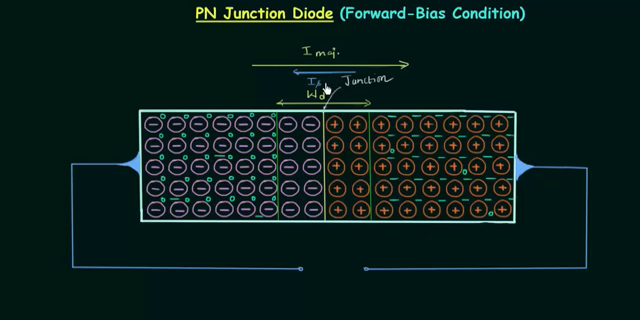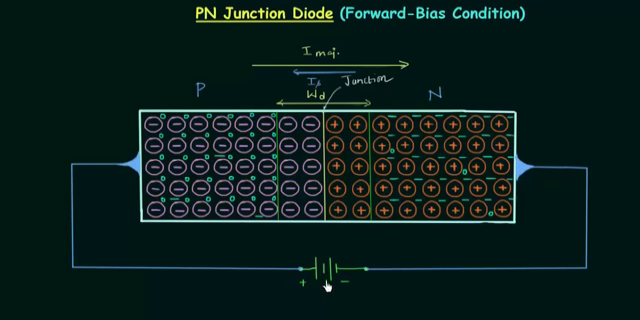Now in forward bias condition, we connect positive terminal of the battery to the P side, and we connect negative terminal of the battery to the N side of the PN junction diode. So I will do this quickly. This is the positive terminal of the battery and this is the negative terminal of the battery, and I will connect the positive terminal to the P side of the PN junction diode, and I will connect negative terminal to the N side of the PN junction diode.